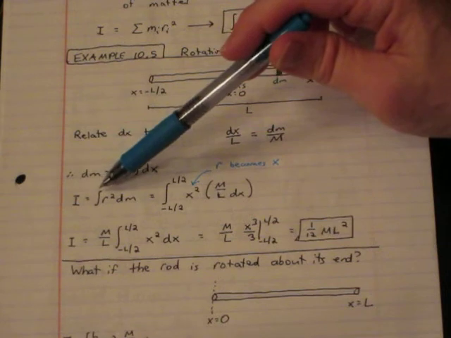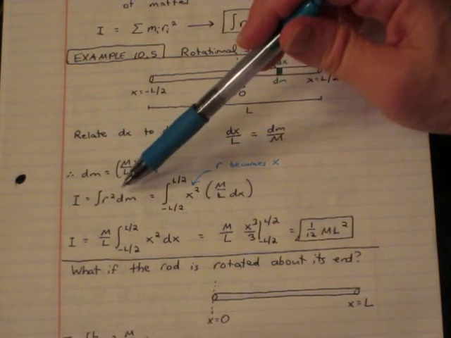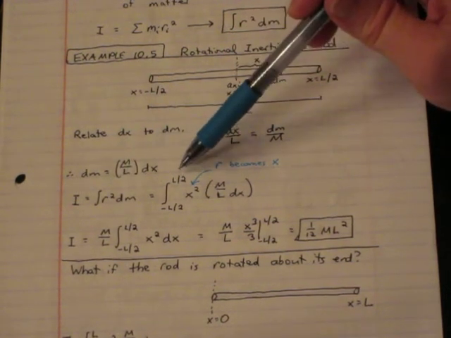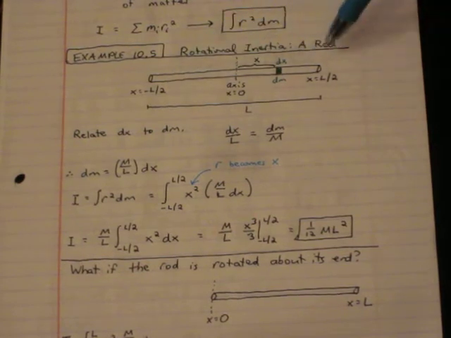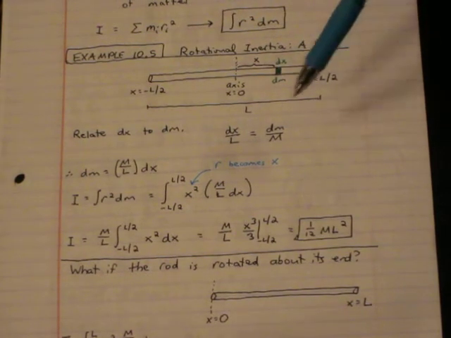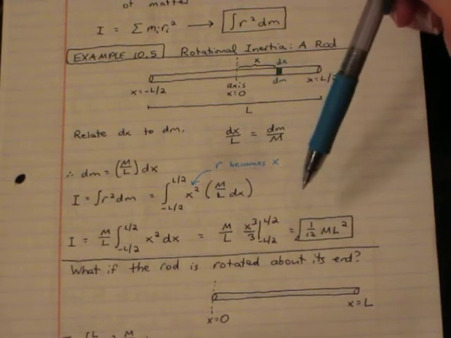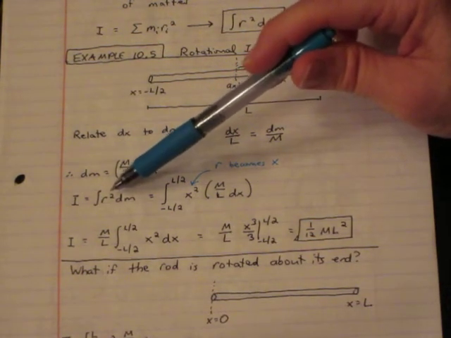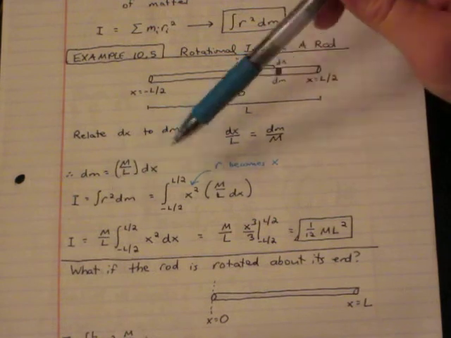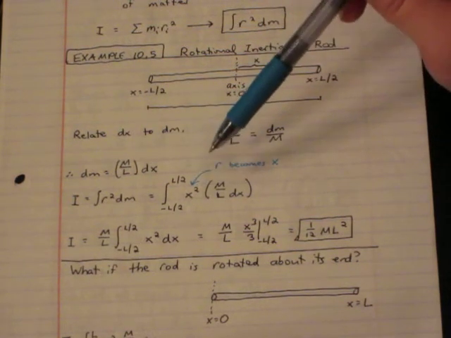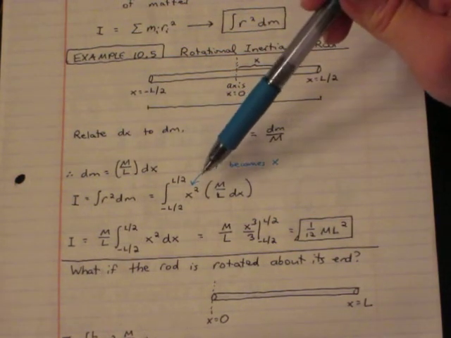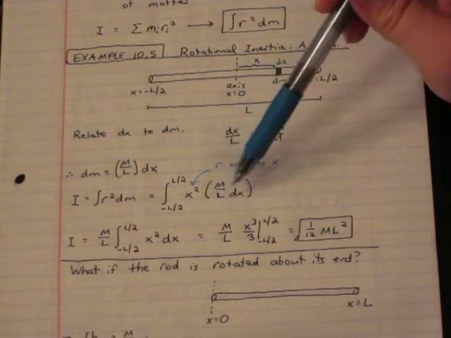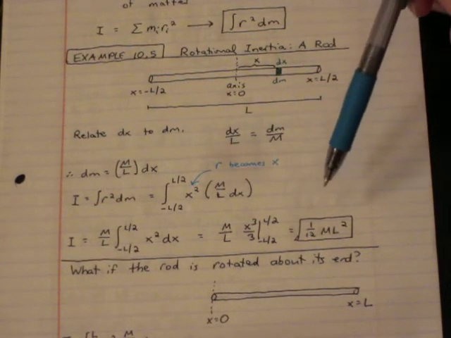Moment of inertia is the integral of r squared dm. And notice my limits of integration from negative L over 2 to L over 2. Since we're looking in the x direction, anything that is r in the integral, lowercase r, we're going to turn into x. So r squared magically becomes x squared, and dm becomes m over L times dx.